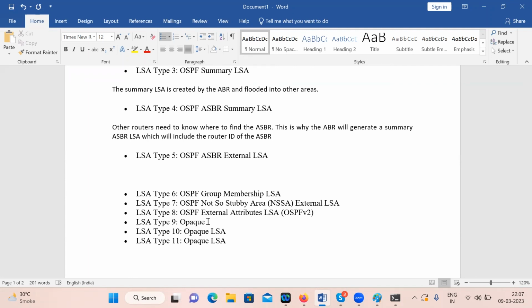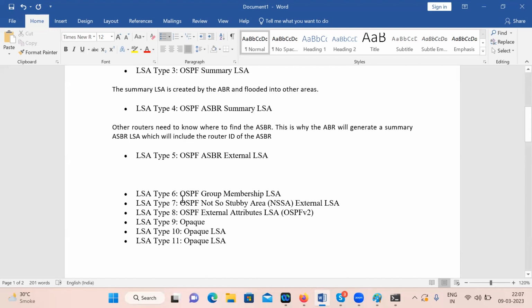MOSPF, multicast OSPF. When you do multicasting, there is a separate topic of multicasting. We are not talking about the multicast address which OSPF uses. Whenever you do multicasting where OSPF is running, they use a separate LSA type to exchange the multicasting information, and that LSA type is known as type 6 LSA, multicast OSPF LSA.